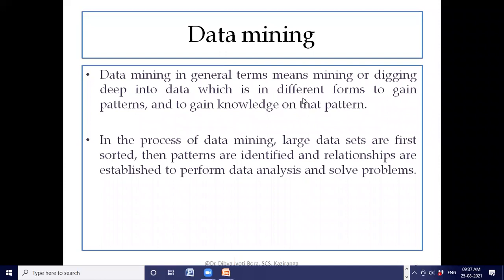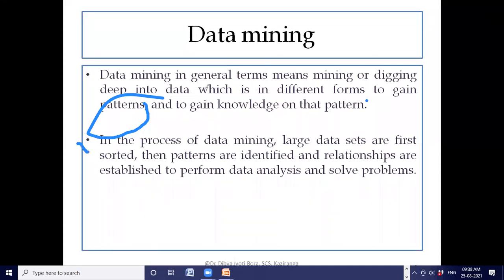So data mining in general terms means mining or digging deep into data, which is in different forms, to gain knowledge on the pattern. So one term we are using here is pattern. What does it mean by pattern? Anyone? A pattern is nothing but a definite structure that is followed by a major portion of data. Like you have already gone through pattern recognition problems in your Unix paper while doing shell programming, so you are very much aware of this term. Data mining is the technique by which we try to find that particular pattern.